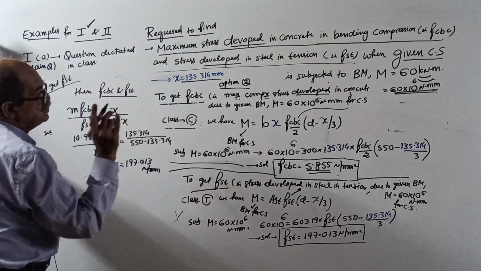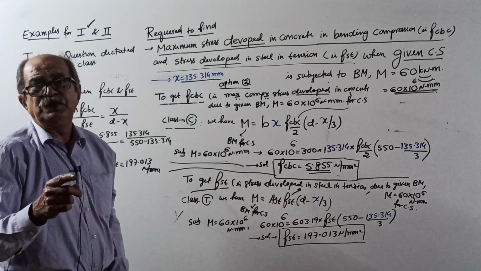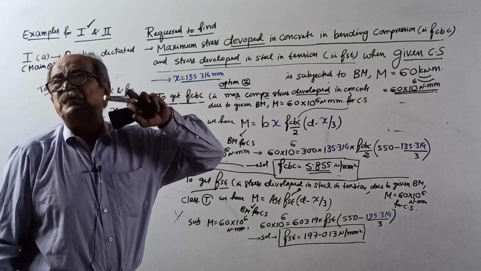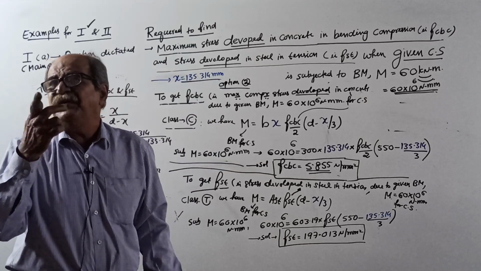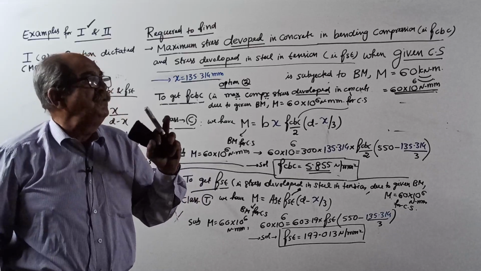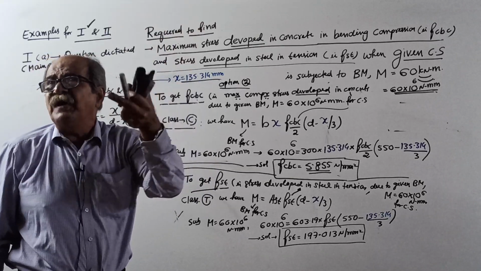Now, write the conclusion. This is option 2, and this is the correct option. You find FCBC based on bending moment, because once you get FCBC, you can find FST because of the relation between them. If you know the stress in concrete, you can find the stress in steel.